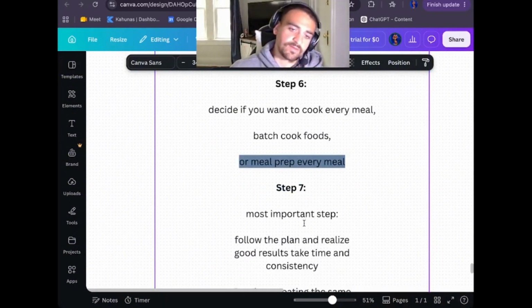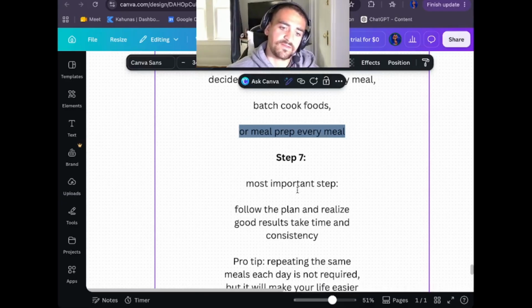All right. And then step 7 is the most important step. You must follow the plan and realize that good results take time and consistency. That scale is not always going to give you the number that you want every week, even if you're doing everything right. Right? You could be in a perfect 500 calorie deficit for a week and expect to see the scale go down 1 pound, but it doesn't, because the scale doesn't just tell you how much body fat you're losing. It tells you water weight, sodium retention, carb retention, everything that you're holding on.